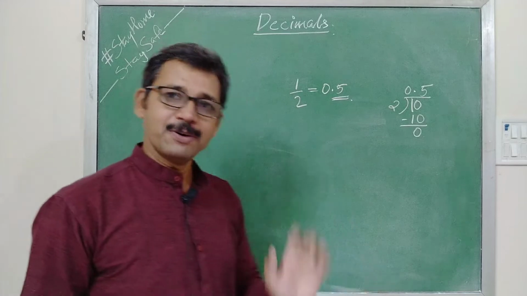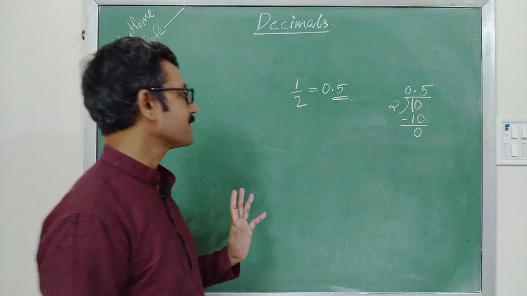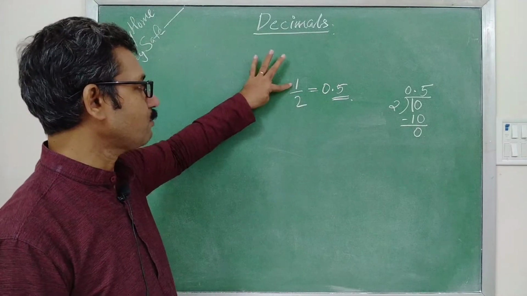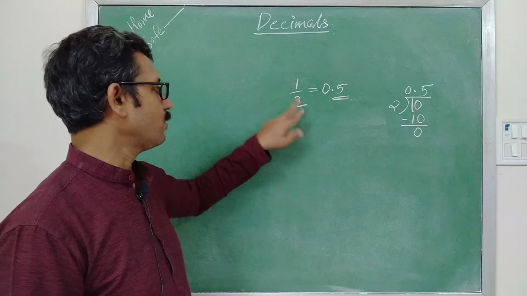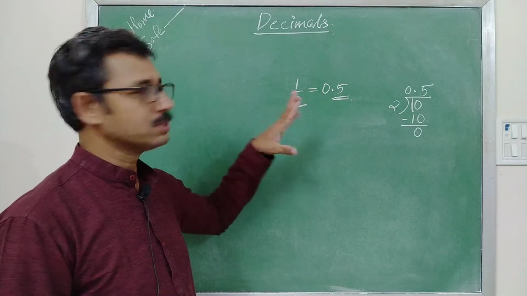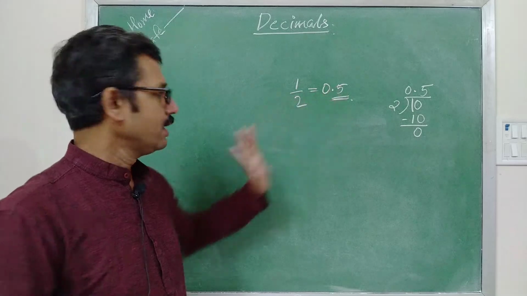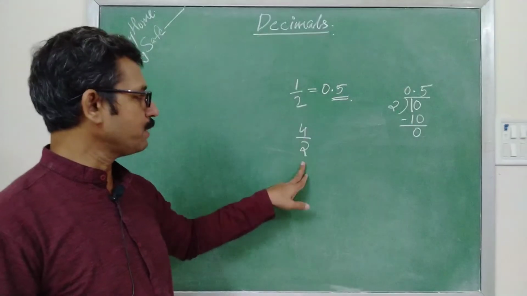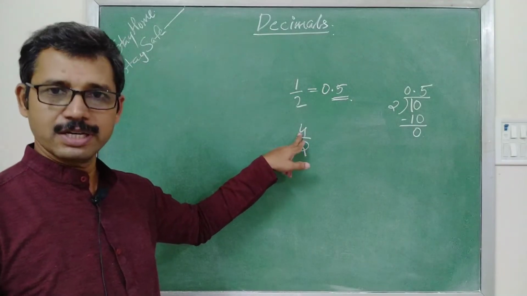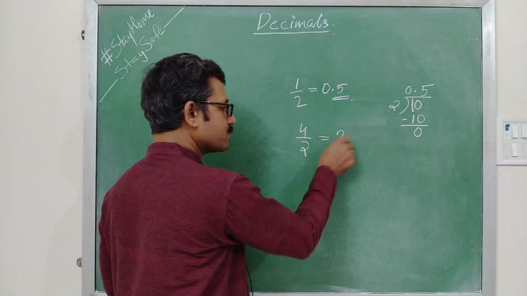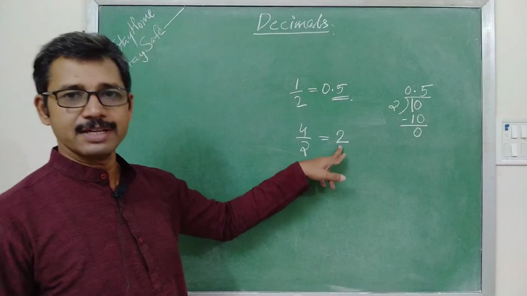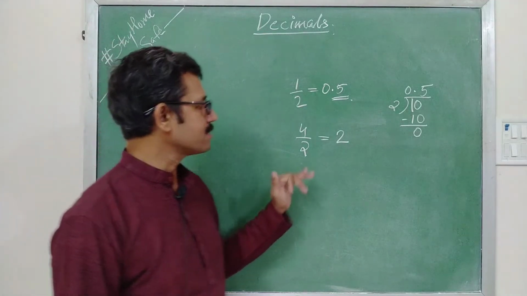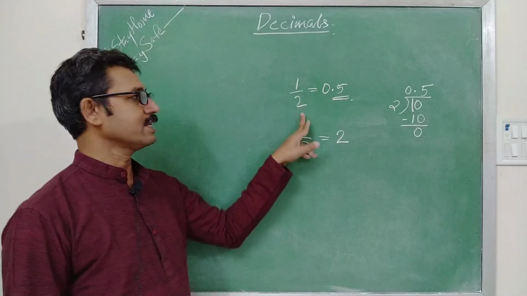Here you have to understand about decimal fractions. 1 upon 2: 1 is not in the table of 2, that's why a decimal comes. At the same time, if it is 4 upon 2, 2 2s are 4, so the answer is 2. Is there any decimal here? No, there is no decimal. So we use decimals in cases like the first one.